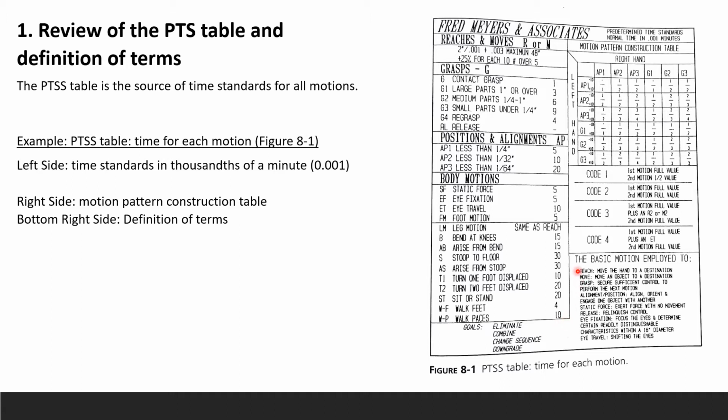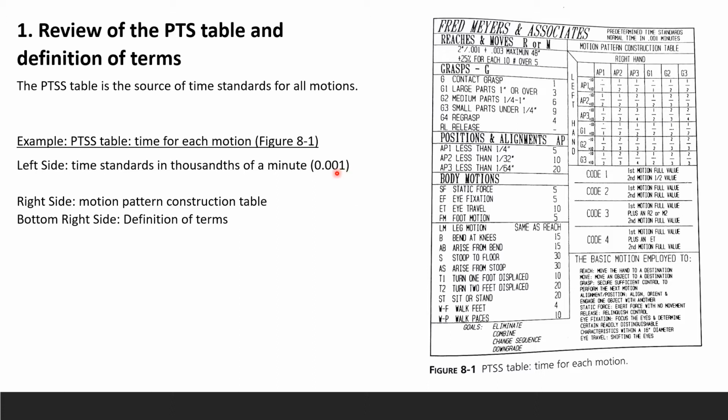So here's a PTSS table, and the time for each motion is described right here on this form. And your table is a source of time standards for all motions that this form studies. When you look at the form and the table, you're going to see the left side is giving you your time standards in thousandths of a minute. So that's three decimals, okay, for thousandths.